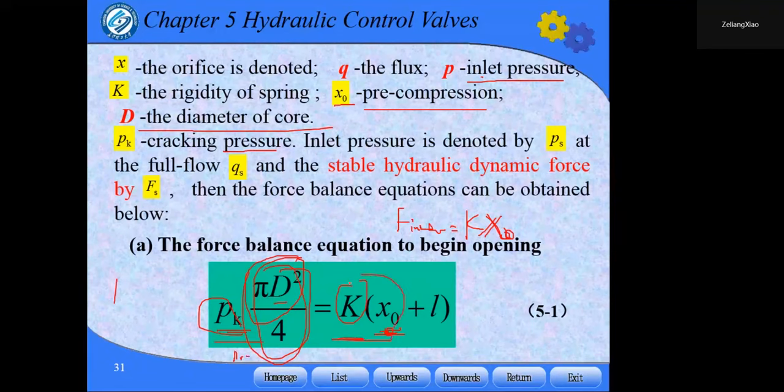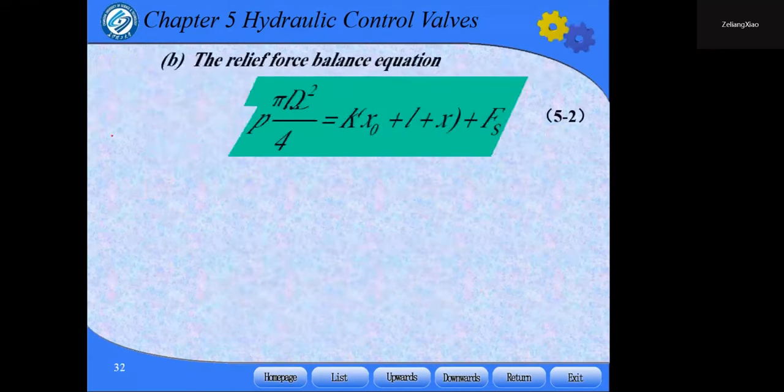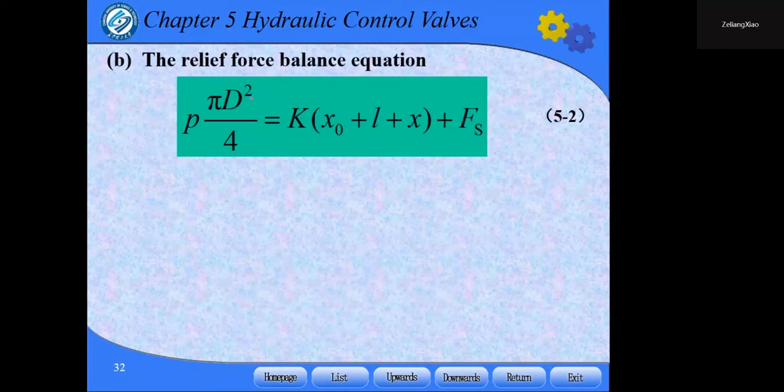And this is the initial force of the spring. When it moves the distance x, the force of the spring can be calculated in this way. Since the pressure force equals the spring force, the balance equation can be obtained, as shown in this table. The relief valve force balance equation.